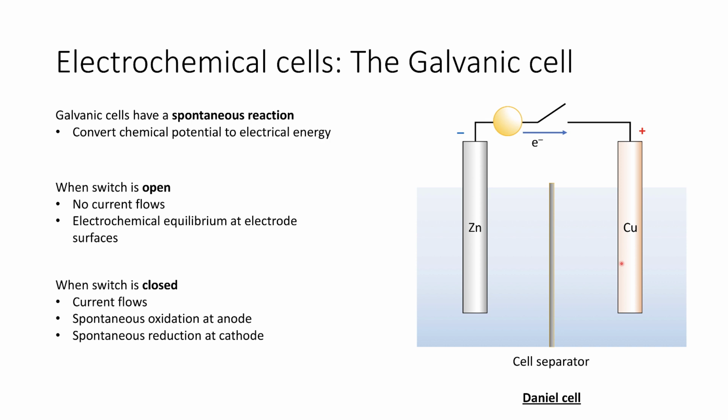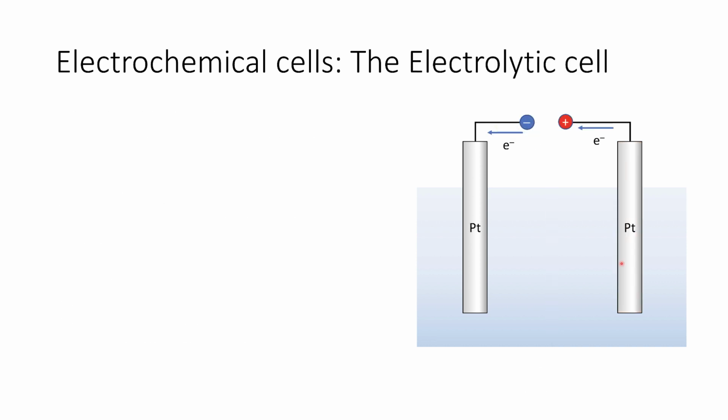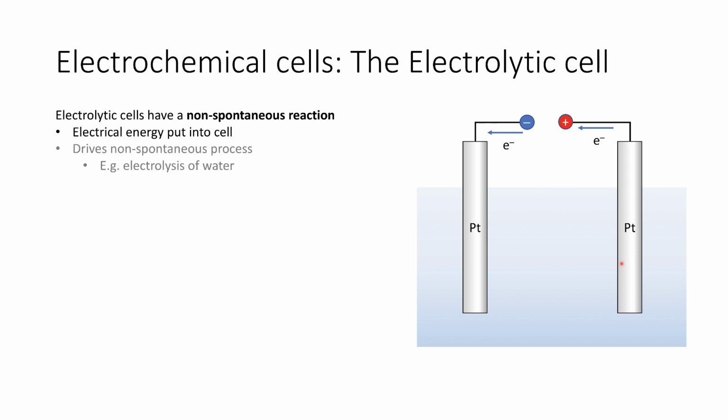So what other types of cell do we have? Well, the electrolytic cell is the second type. These ones have a non-spontaneous reaction, and they rely on putting electrical energy into the cell, which drives a non-spontaneous process. The example I've put here is electrolysis of water. So we have a power supply, which applies a potential difference, which forces those Fermi levels to change, which creates a reaction at each surface. It raises the potential of one, lowers the potential of the other, and drives the reaction forward.